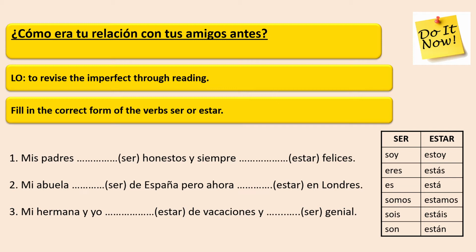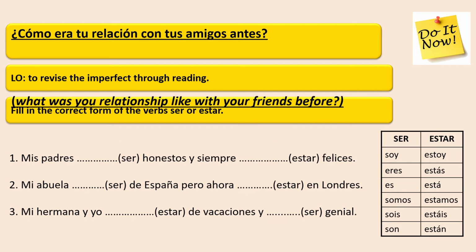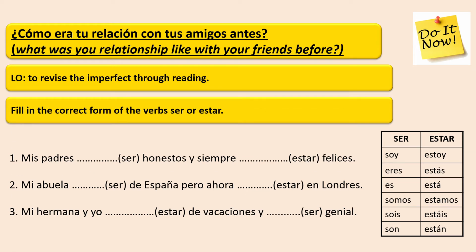So we've got a new question today. ¿Cómo era tu relación con tus amigos antes? What was your relationship like with your friends before? So we're going to be revising the imperfect tense and more specifically through reading.